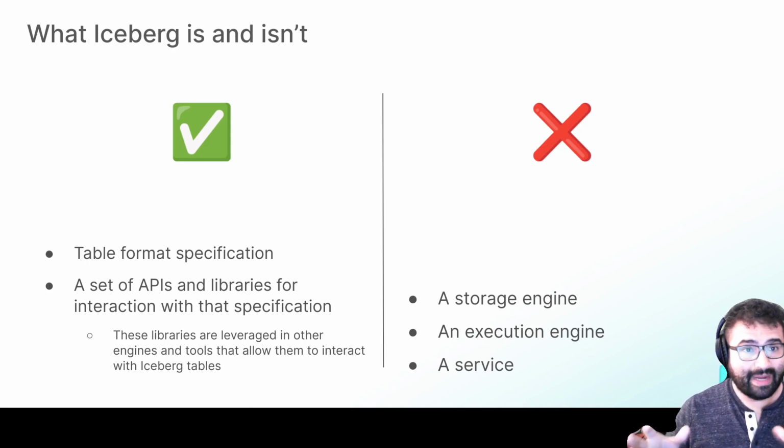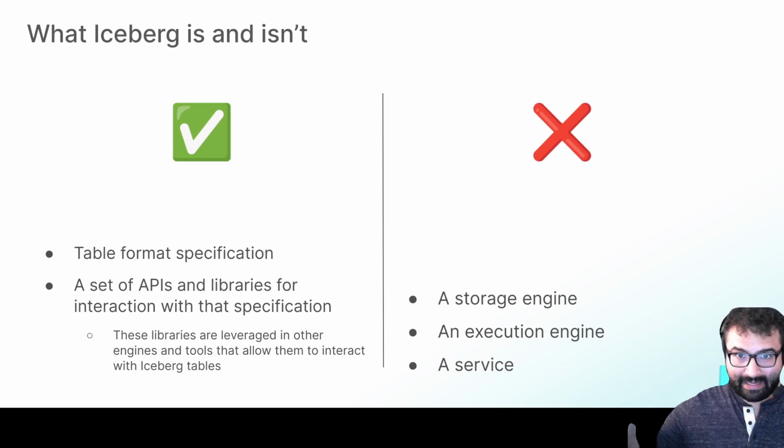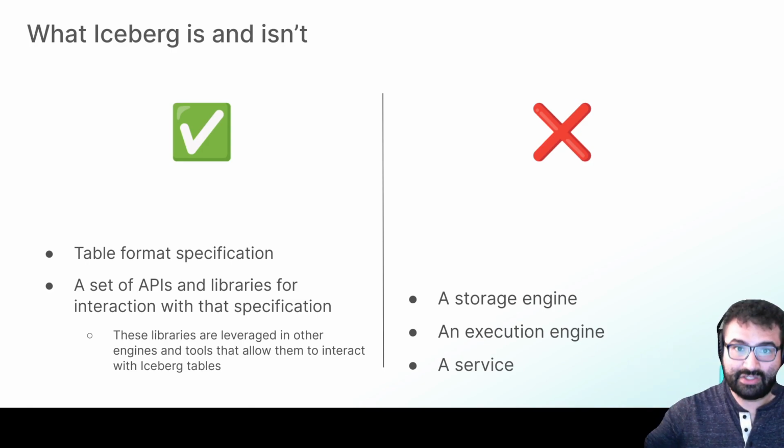What Iceberg isn't: it's not a storage engine. It's not an actual file type. This is different than Parquet. Your Iceberg table's data will still be stored in things like Parquet or ORC or Avro. Iceberg is just a standard way to write metadata, so that an engine can understand that a bundle of Parquet files or ORC files or Avro files are a singular data set.